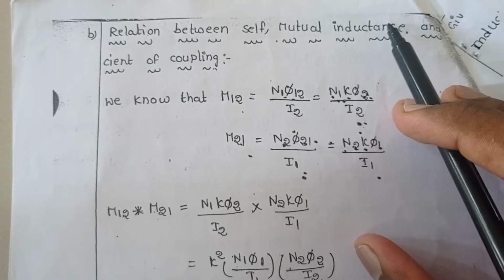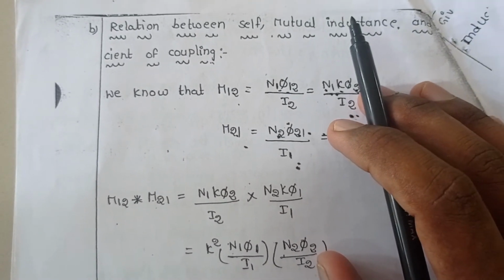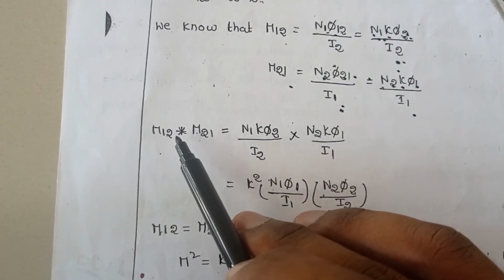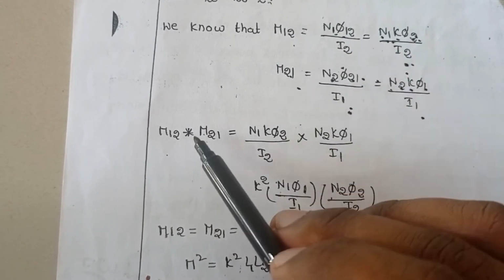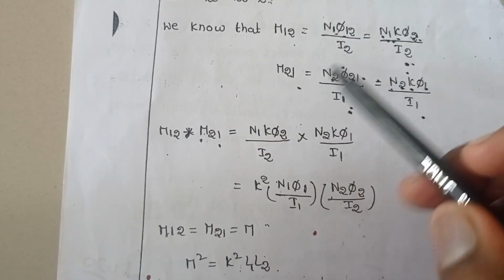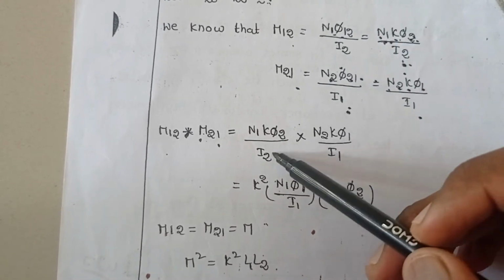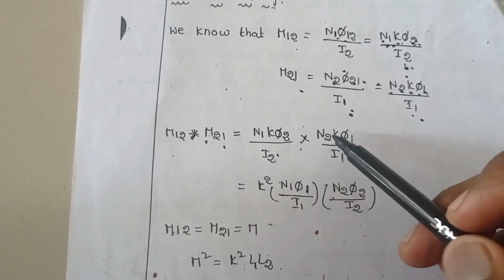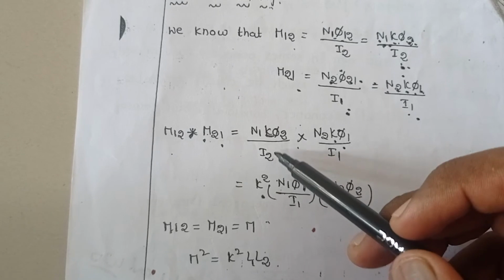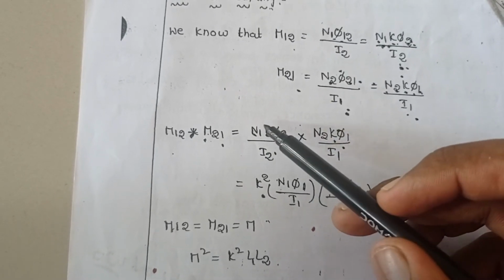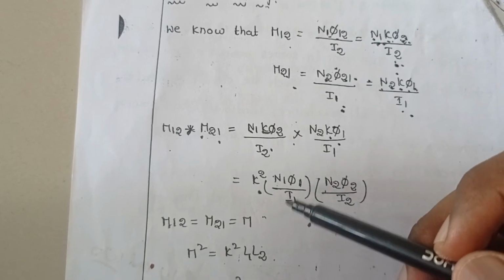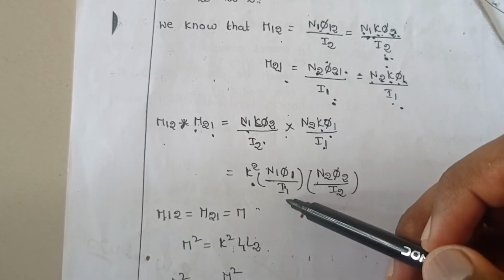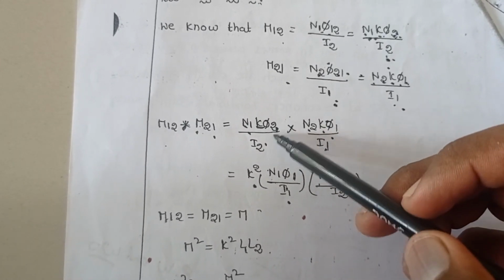Now let's see how the mutual inductance and the coefficient of coupling are related. Let's multiply the two mutual inductances M12 and M21. M12 into M21 is N1 K φ2 by I2 into N2 K φ1 by I1. Here K is the common term, so K into K gives K square. All the 1 terms come under one bracket and the 2 terms under another: N1 φ1 by I1, next N2 φ2 by I2.